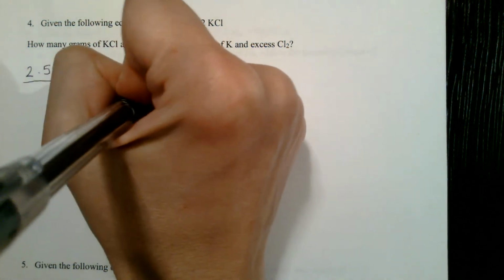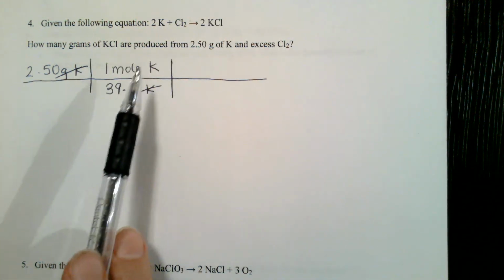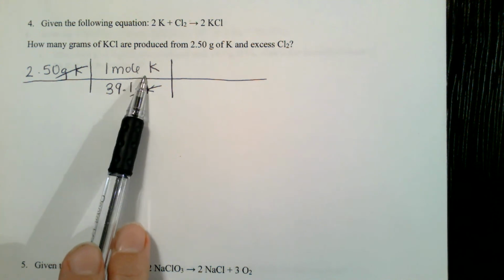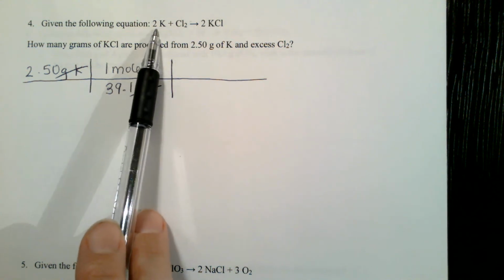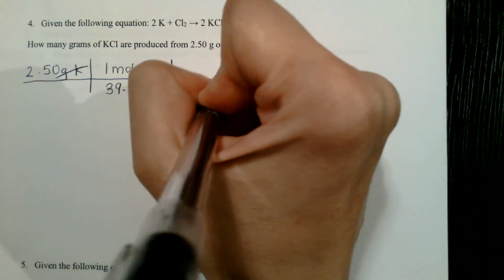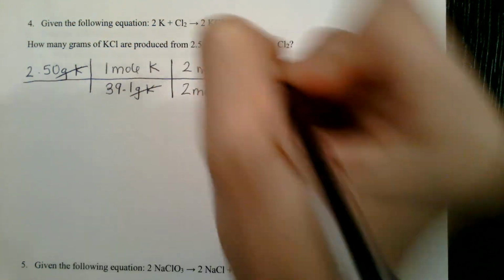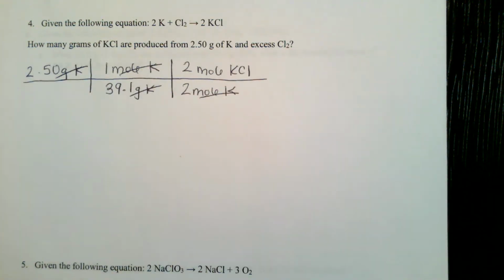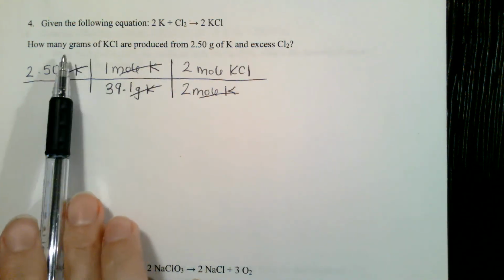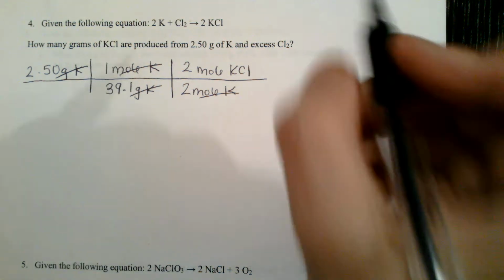39.1 grams of potassium. So grams of potassium cancels with grams of potassium. Now I can build a mole ratio. Since I am now in moles of potassium, if I look, 2 moles of potassium will produce 2 moles of potassium chloride. So 2 moles of potassium will give us 2 moles of potassium chloride. Now our moles of potassium cancel. Now they want us to solve for grams of KCl.